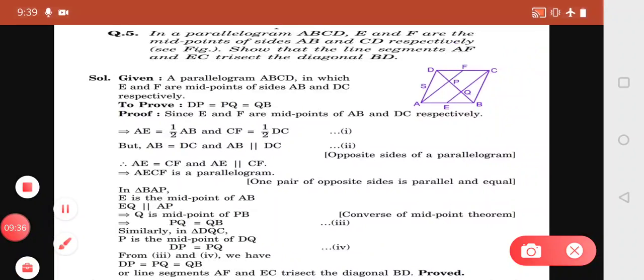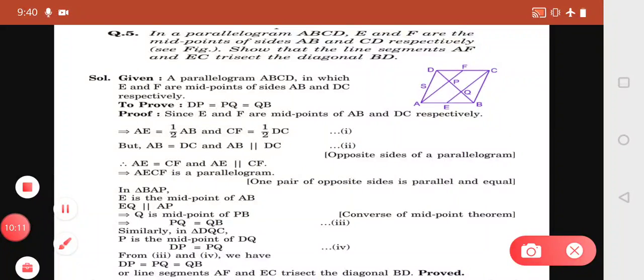So for proof, since E and F are midpoints of AB and DC respectively, we get AE equal to half AB and CF equal to half DC. Yes, we know that E is the midpoint of AB, so AE is half of AB. Similarly, as F is the midpoint of CD, we will get CF is equal to half of DC. Let it be number 1.